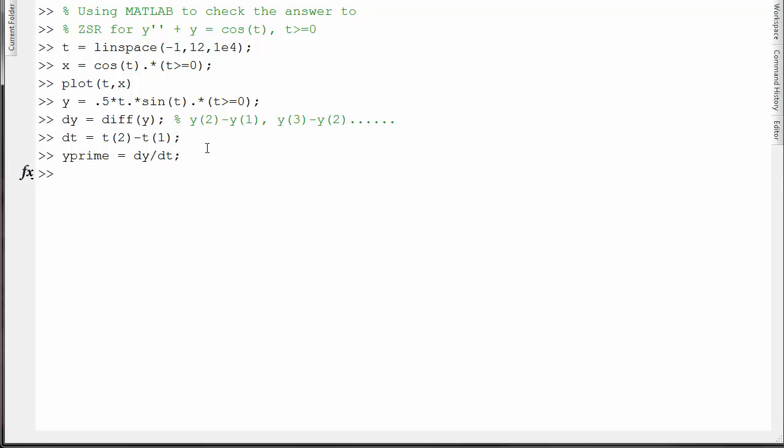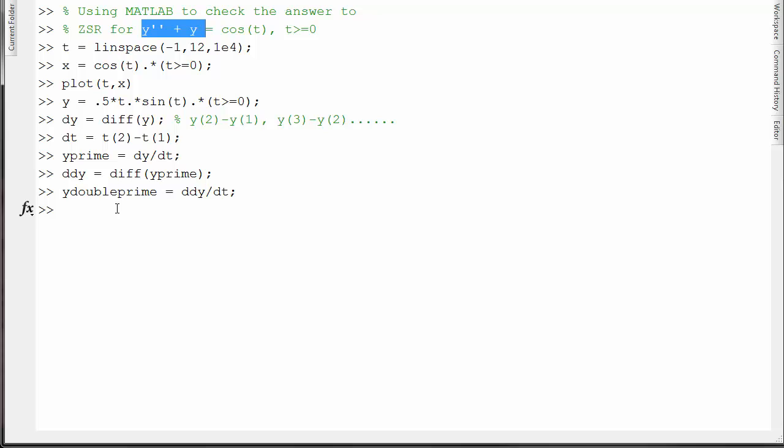And then we're going to do the same procedure over again to get y double prime. So ddy is going to be diff of y prime. dt will be the same, so y double prime is ddy divided by dt. Okay, so now I'm ready to plot the left-hand side. I need to add y double prime with y.